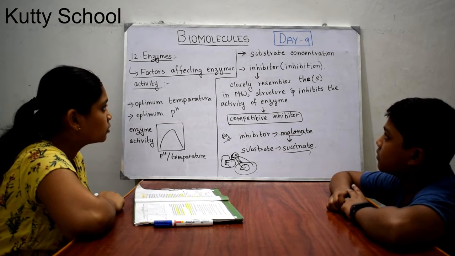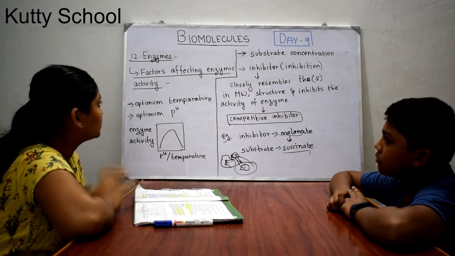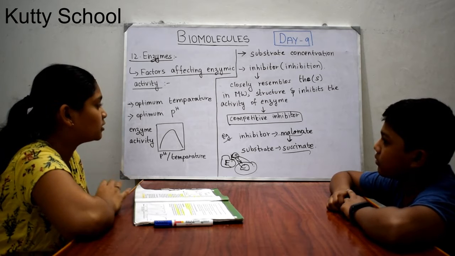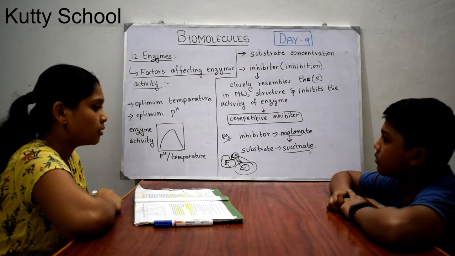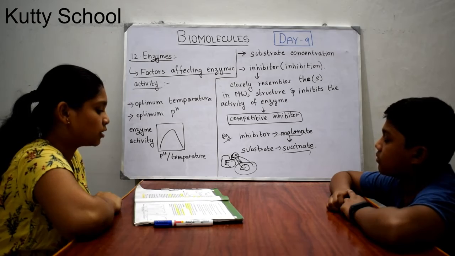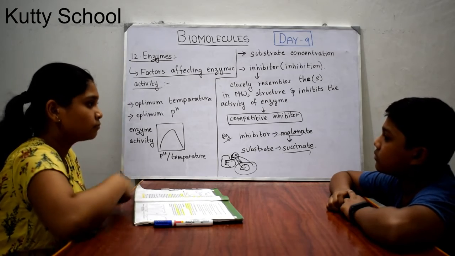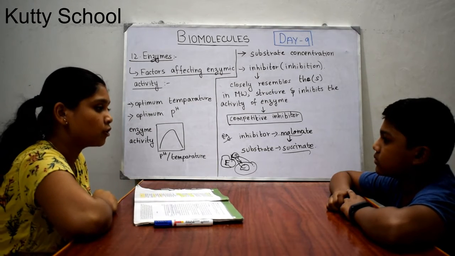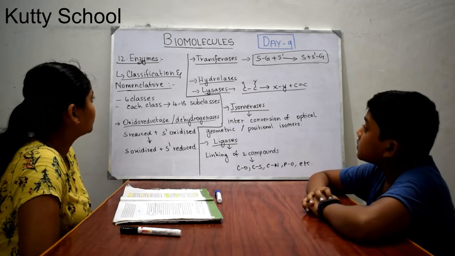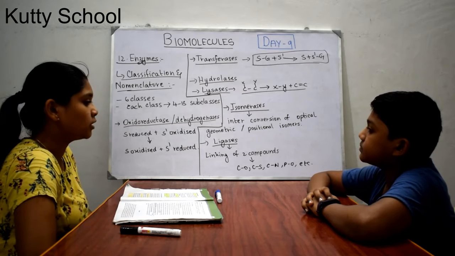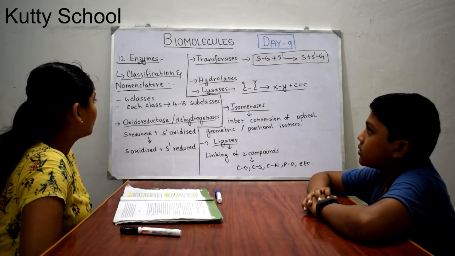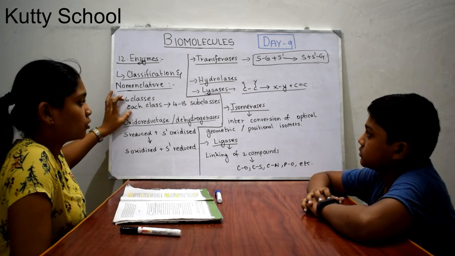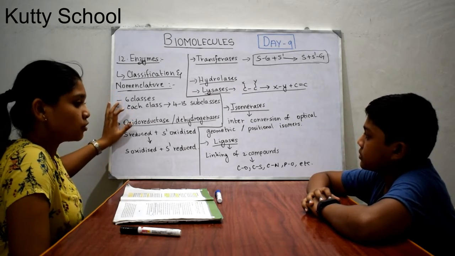These are the factors affecting enzymatic activity: pH, temperature, substrate concentration and inhibition. Next we will see the subtopic classification and nomenclature of enzymes. So now we are going to see classification and nomenclature of enzymes. Here the enzymes are classified into 6 classes, and each class has 4 to 13 subclasses according to the nature of the enzymes.